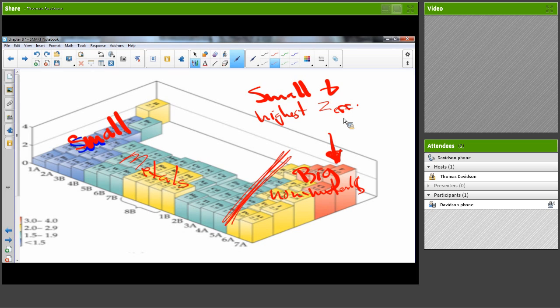Where were the things with the lowest Zeff? Where did they live? Right down here, right? Cesium has hardly any ability to hold on to its electrons. So that would make sense that in electronegativity it has a small value. It is not attractive to an electron at all.